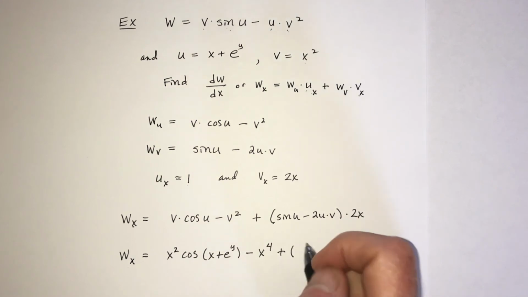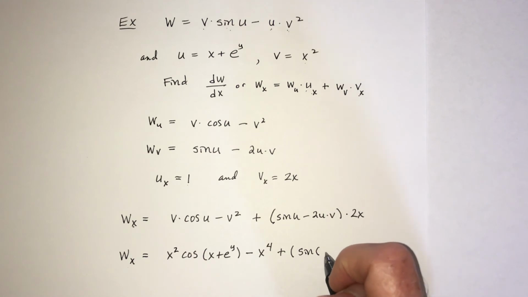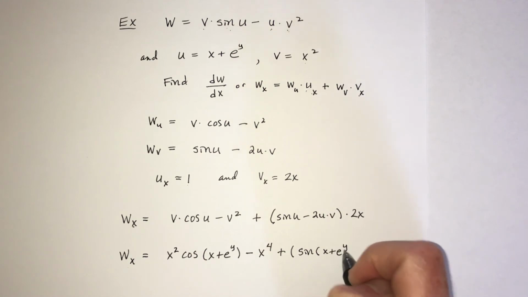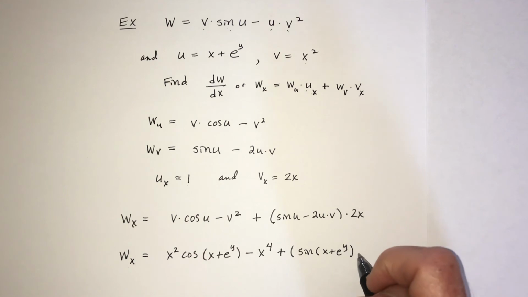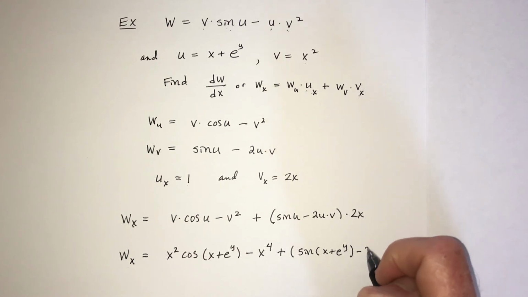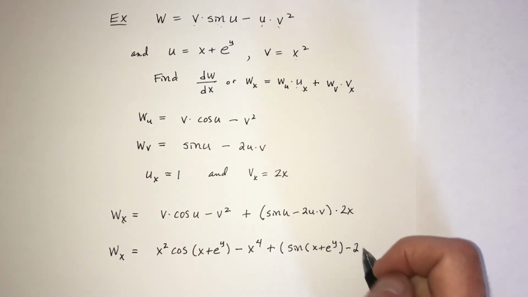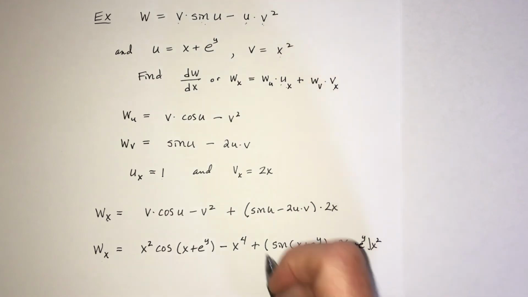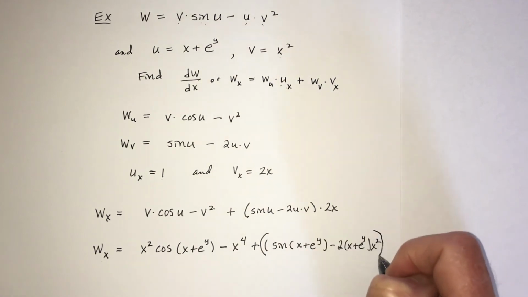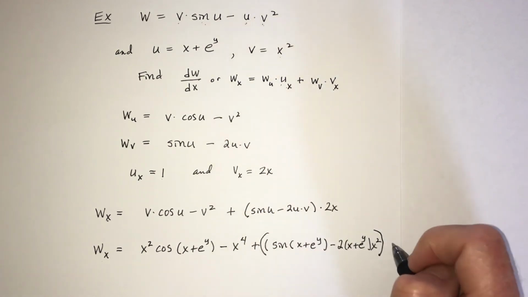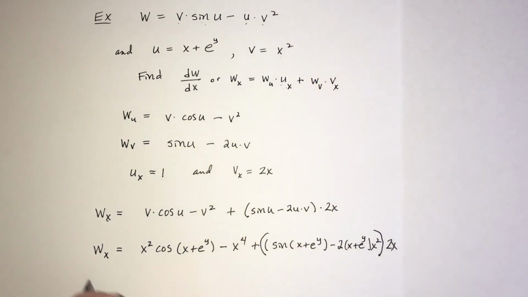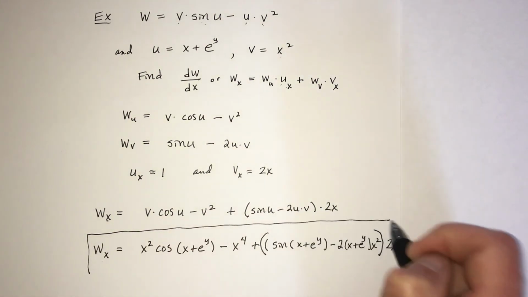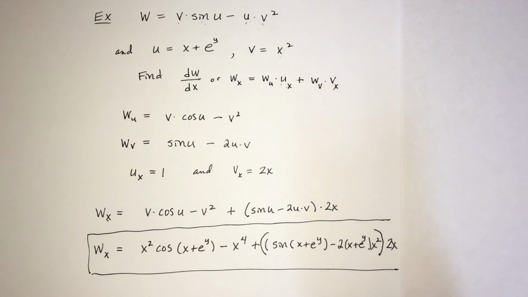And then plus sine, and replace the u with x plus e to the y, and then minus 2 times the u and the v, and then that whole thing is still multiplied with 2x. So that is my final answer for that one.